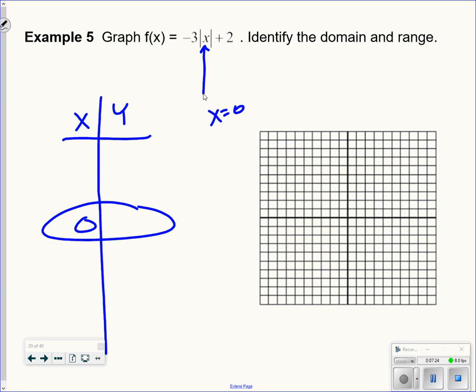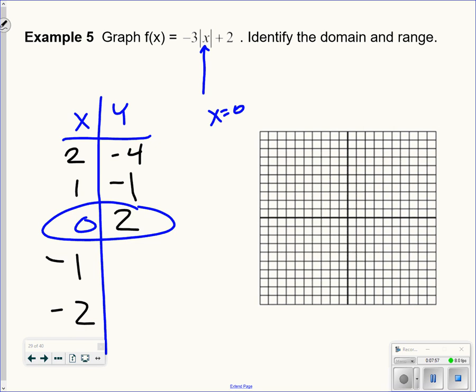Plug in other numbers. So 1 and 2 and negative 1 and negative 2 would be appropriate. Now, when you plug it in, you have to do the absolute value, then multiply, then add. So let's start in the middle. Absolute value of 0 is 0, times negative 3 is still 0, plus 2. 1: absolute value of 1 is 1, times negative 3 is negative 3, plus 2 is negative 1. Absolute value of 2 is 2, times negative 3 is negative 6, plus 2 would be negative 4. Remember, this is going to bounce.